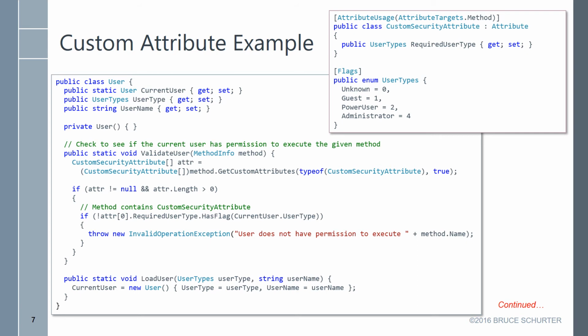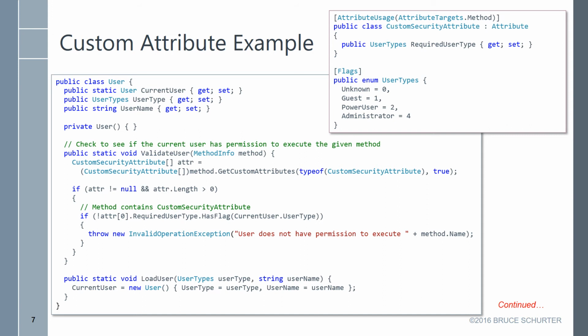Now, if the array is either null or zero length, basically it doesn't have that attribute applied. Since we are checking to see if a user has access to a given method, I'm going to make the assumption that if the attribute was left off of that method, anybody can use it. So in that case, it is not going to do anything at all.